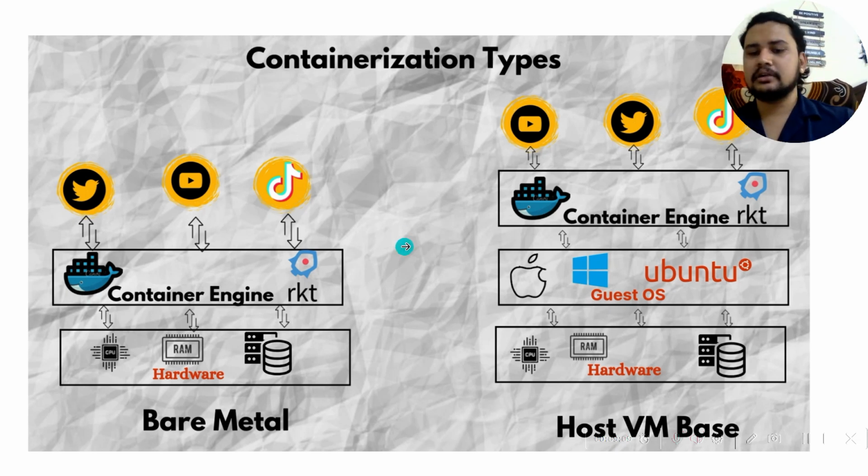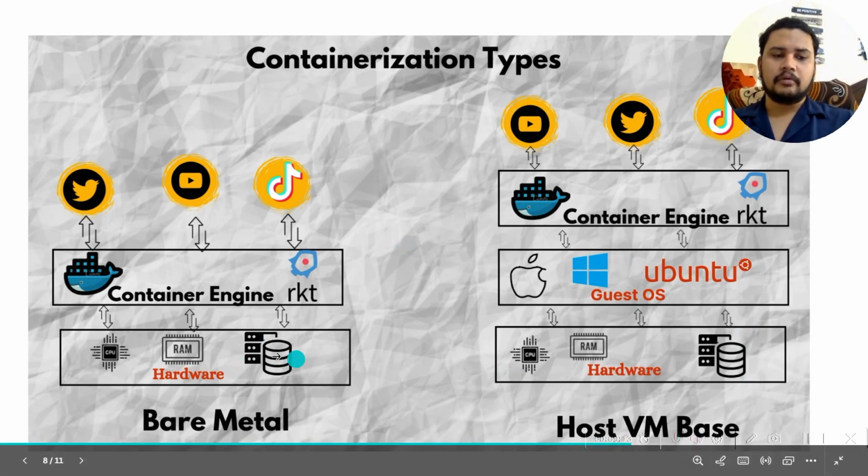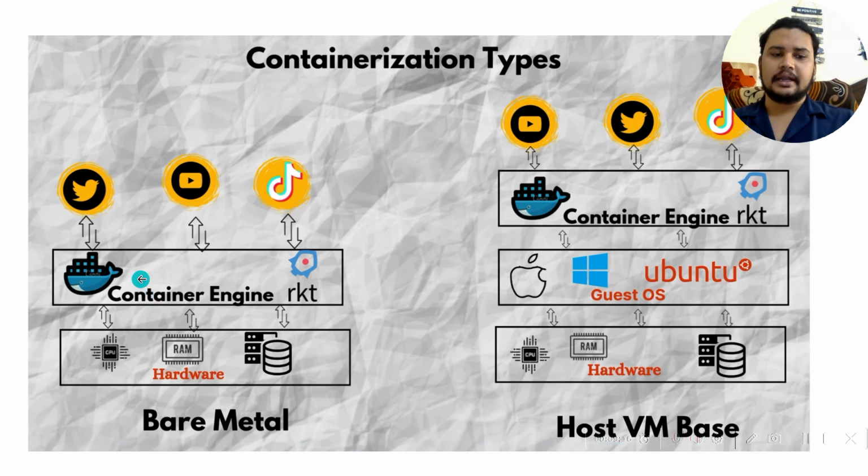Here we can see bare metal and host VM based. On top of the hardware, the container engine runs, and on top of the container engine the applications run, which means the actual pod. The second type of containerization is host VM based. On top of the hardware, we have a guest OS like Ubuntu or Mac OS. On top of that the container engine sits, and on top of this the application runs independently.